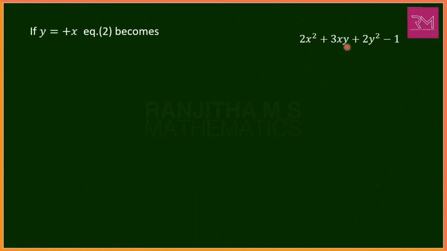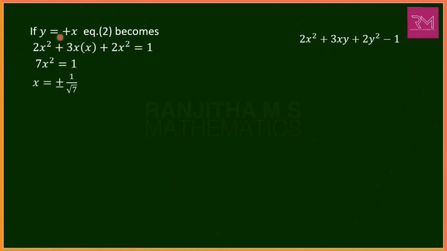Substitute in the place of y as plus x, we get as 2x square plus 3 into x into y is plus x, plus 2x square, which is equal to 1. Here 2x square plus here 3 into x is 3x square, plus 2x square, we get the value as 7x square, which is equal to 1. Or if we take 7 to the right hand side, that becomes x square is equal to 1 by 7. Or we can take it as x is equal to square root of 1 by 7. Hence we get x is equal to plus or minus 1 by root 7. This is the value of x.